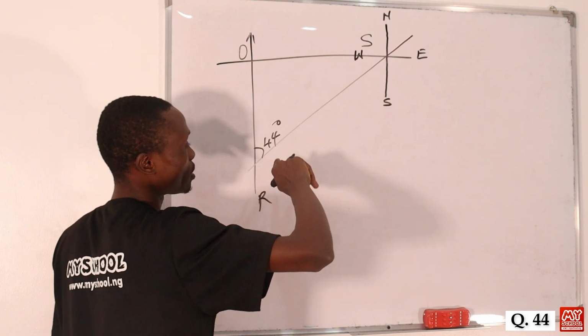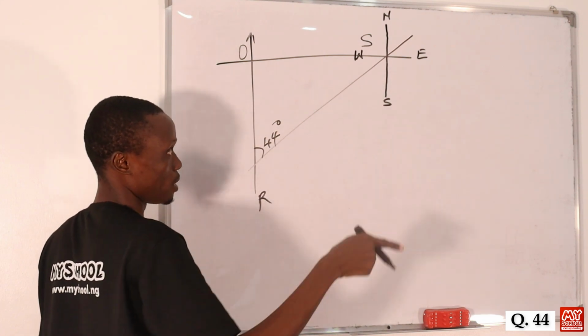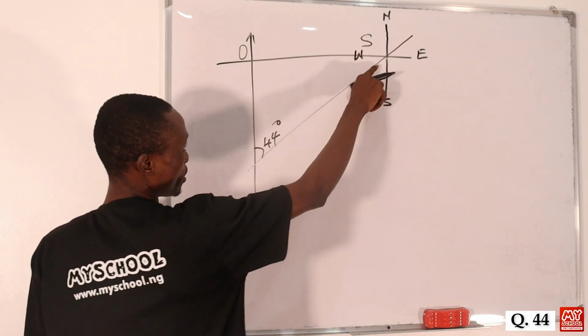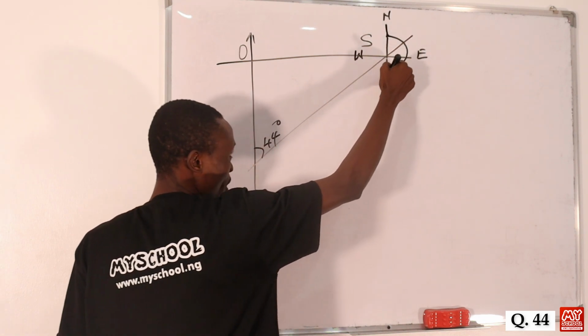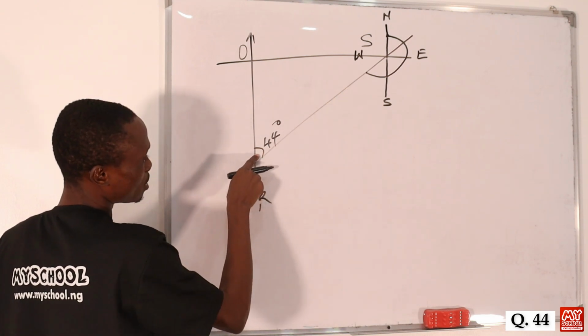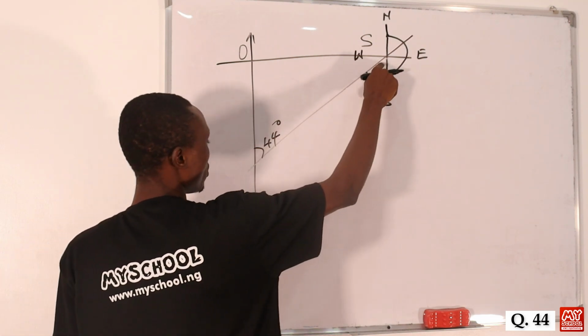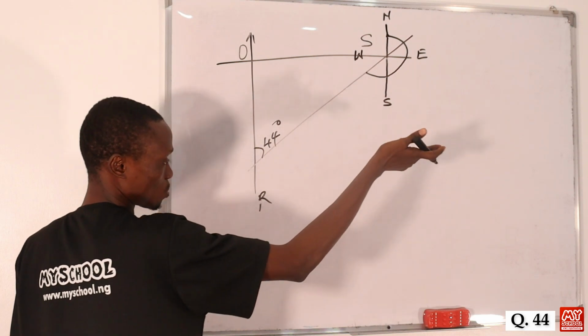When the question says from S, it means the measurement is going to start from S, and this is the line connecting R and S. So we have to measure from north here until we meet the line connecting S and R, which is this line. But remember that the angle here is 44 degrees, and the angle here is also equal to 44 degrees. The reason is alternate angles.